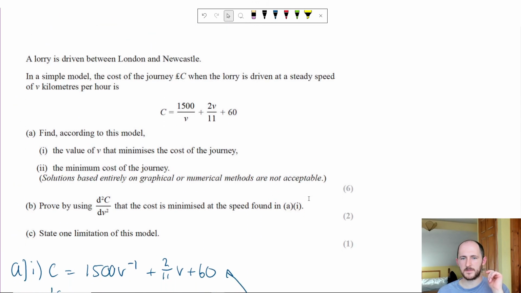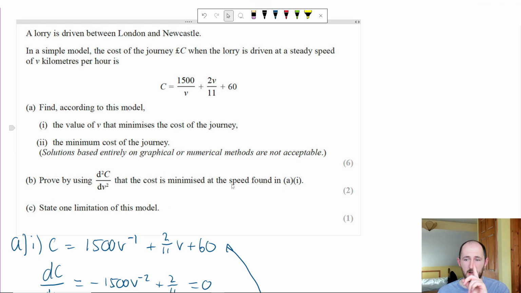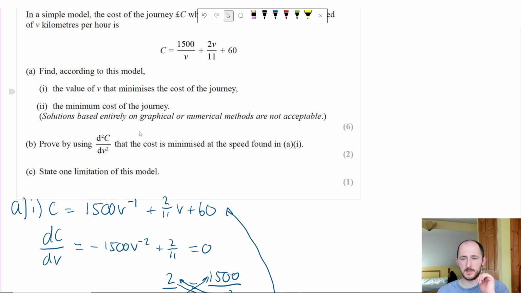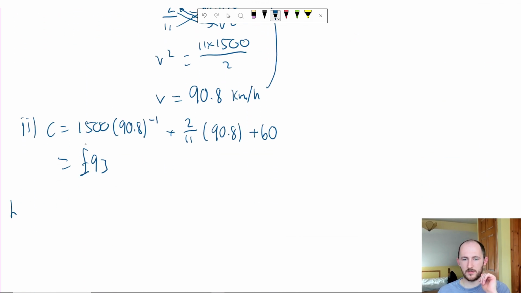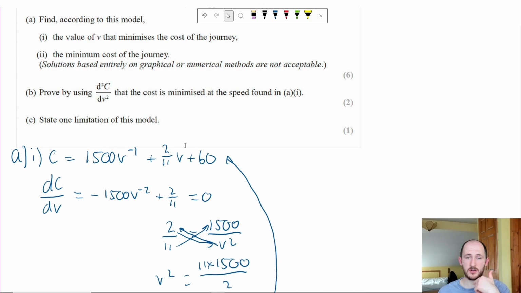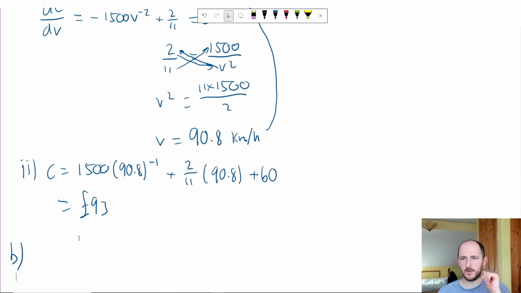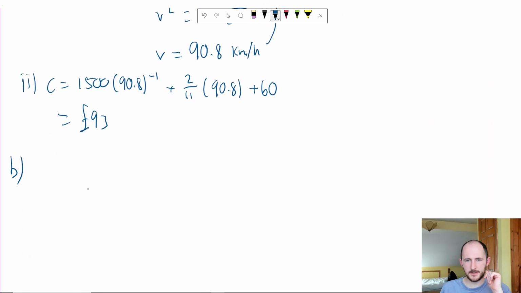If he speeds. Prove that it's minimized by the speed found. That's actually a good point. I should have said this. We don't actually know it's a minima yet, although it does say in the question it's a minima. So if we want to be really rigorous, I shouldn't have said that. So differentiate once more. Okie dokie.